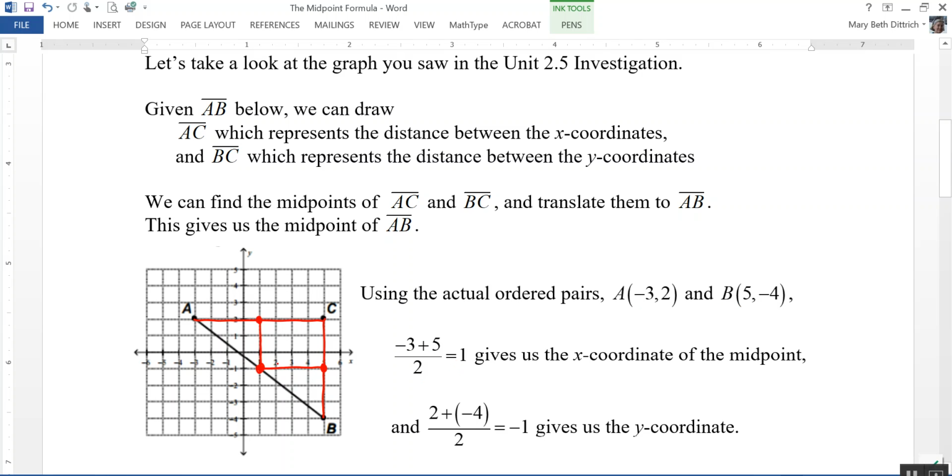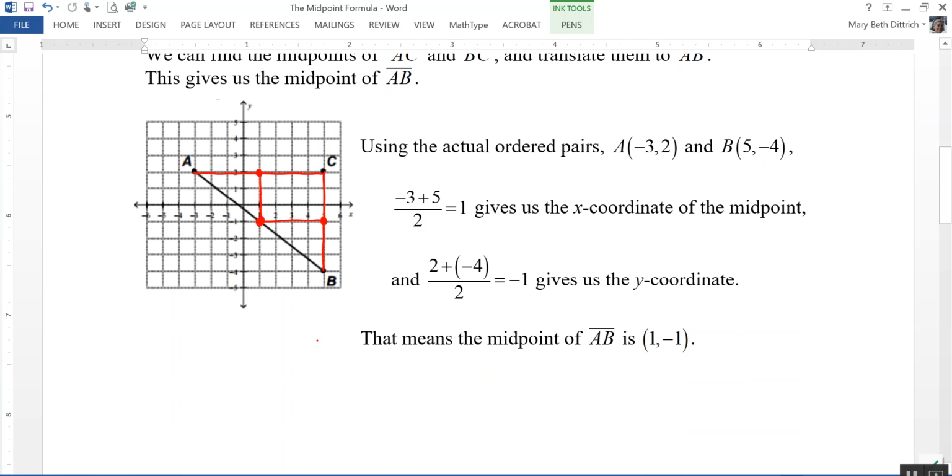And if we add the y coordinates of the 2 points, that is 2 plus -4, and divide that by 2, take the average, that gives us -1. That gives us the y coordinate of the midpoint. That means that the midpoint of segment AB is (1, -1), which is what we saw when we drew the midpoints of the two segments that make it a right triangle.